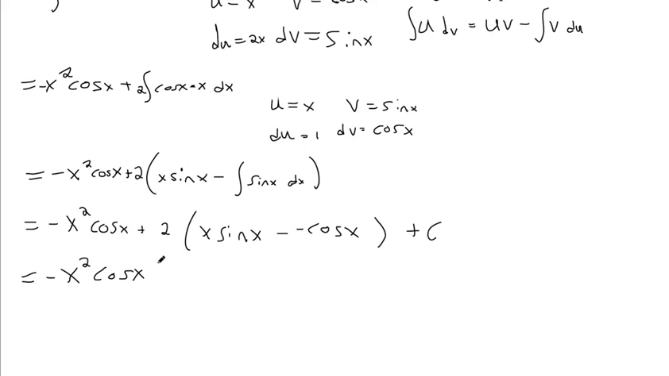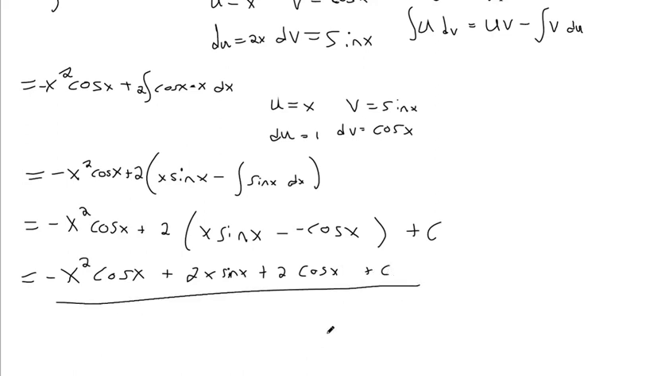Okay, so that 2 distributes to everything. And then that's minus negative cosine of x, so that's plus 2 cosine of x. And I don't think there's any like terms that we can combine, so that should be our antiderivative.